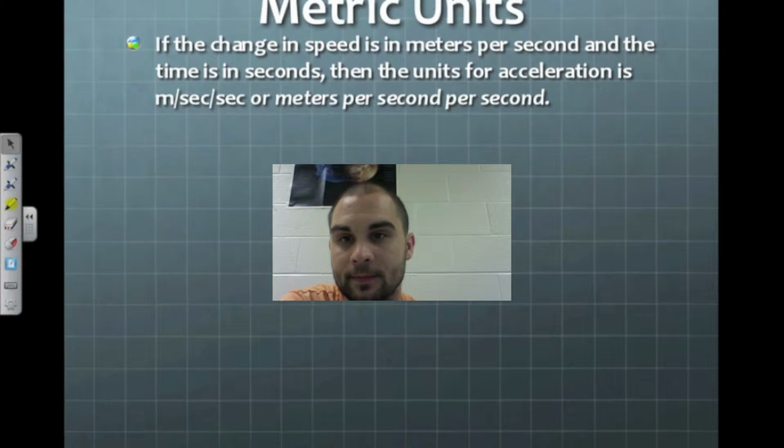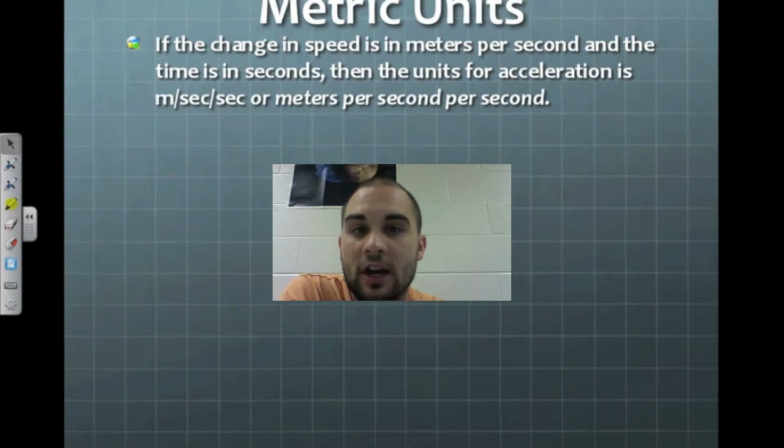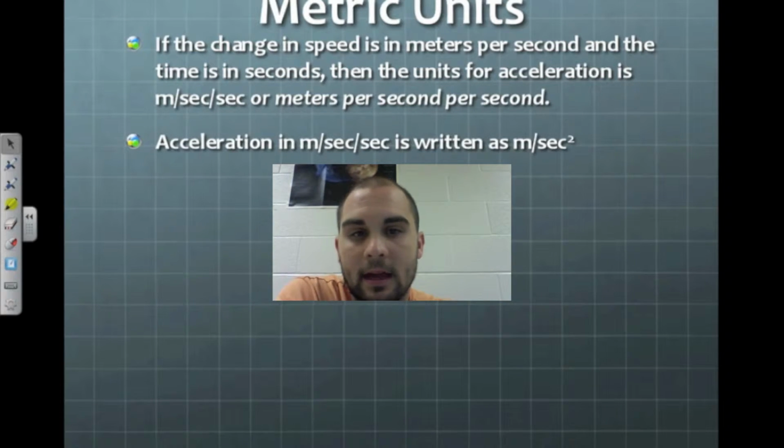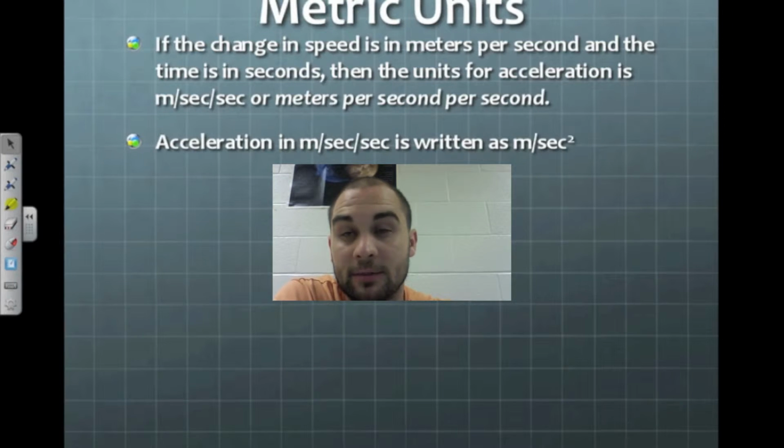Metric units. If the change in speed is in meters per second and the time is in seconds, then your units for acceleration is meters per second. When we write that out, we're going to do a shorthand version, and acceleration is going to be written as meters per second squared instead of writing meters per second.